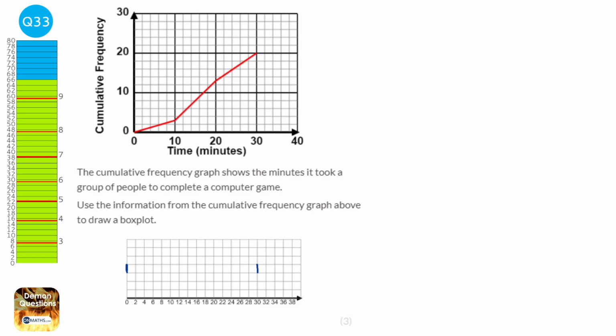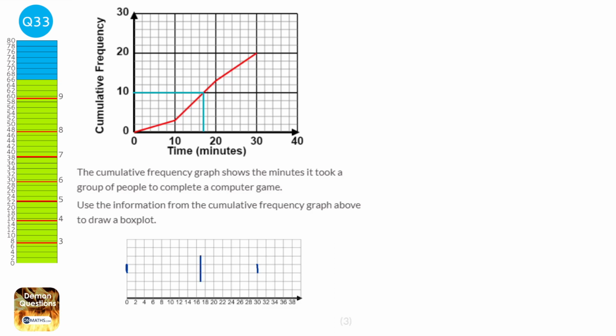Now the graph goes up to 20, the actual line goes up to 20, so the median we're going to find at 10. We're just going to draw a line across and down, and that looks like it is 17. So our median will be at 17. So we're just going to draw a line at 17. I get it just perfect, there we are.